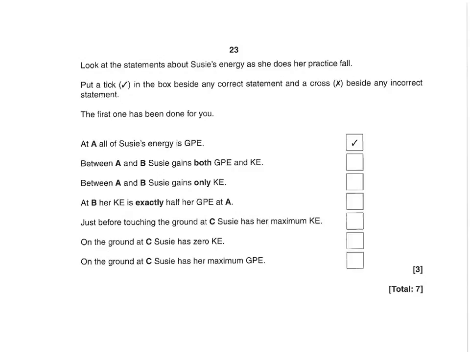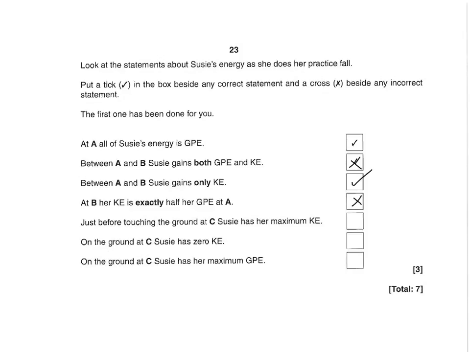So the first one, between A and B, Suzy gains both gravitational energy and kinetic energy. Well, that's incorrect. She's only gaining kinetic energy. And then between A and B, Suzy gains only kinetic energy. That is correct. At B, her kinetic energy is exactly half her GPE. At A, that is incorrect.